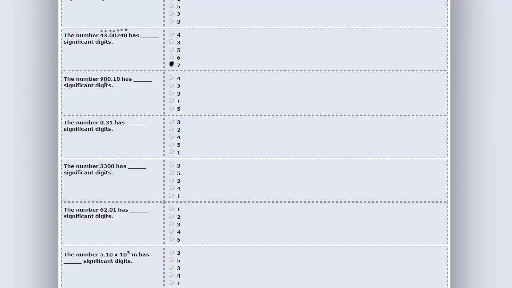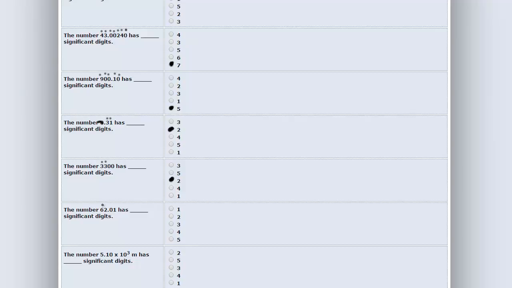900.10. Well, we know this one is, and we know this one is, and these 2 zeros, well, they're between 2 significant digits, so you know they're significant. And this 0 is at the end of the number and to the right of the decimal point. So we get 5. 0.31, the 0 in front of the number doesn't count. We just have 2 digits that are significant. 3,300, notice there's no decimal there. So we know that these two are significant, but these other two are not.